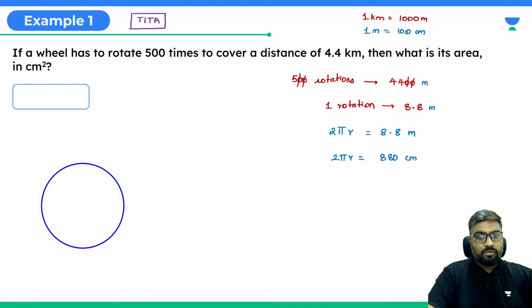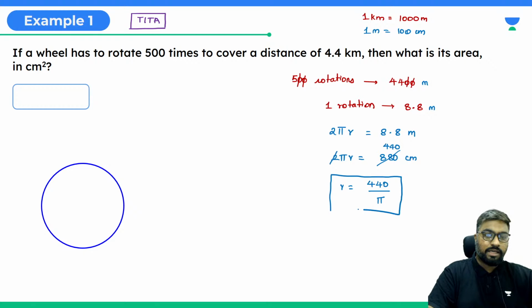Yes. So what is pi times r? Pi times r will be 440 centimeter. r will basically be 440 by pi. Don't have to do any cancellation, just leave it like that. Yes, we got the value of the radius to be 440 by pi.